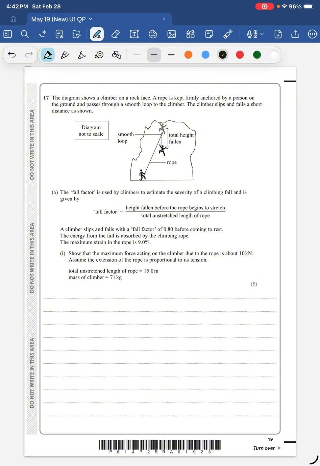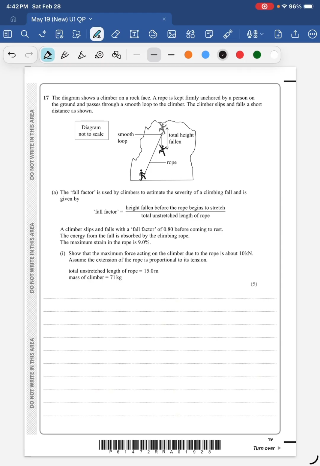A climber slips and falls with a fall factor of 0.8 before coming to rest. The energy from the fall is absorbed by the climbing rope, and the maximum strain in the rope is 9%. Show that the maximum force acting on the climber due to the rope is about 10,000 newtons.